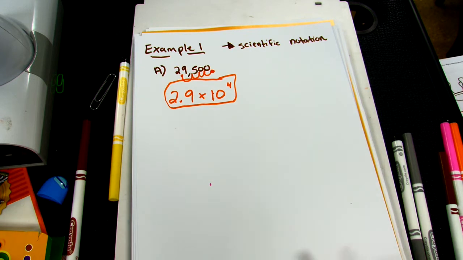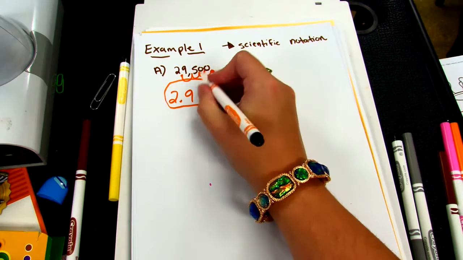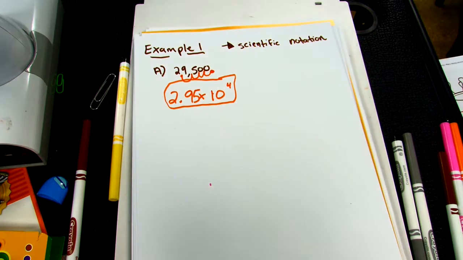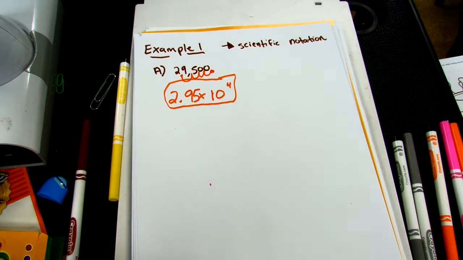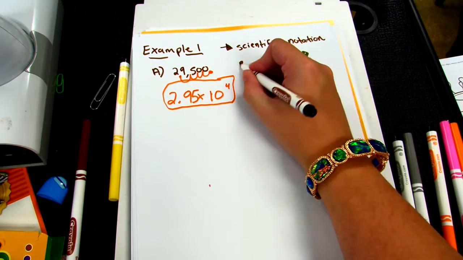So one little thing, we did not quite do this right because we forgot our 5. So this should be 2.95. I'm sorry, 2.95 times 10 to the 4th. There we go.